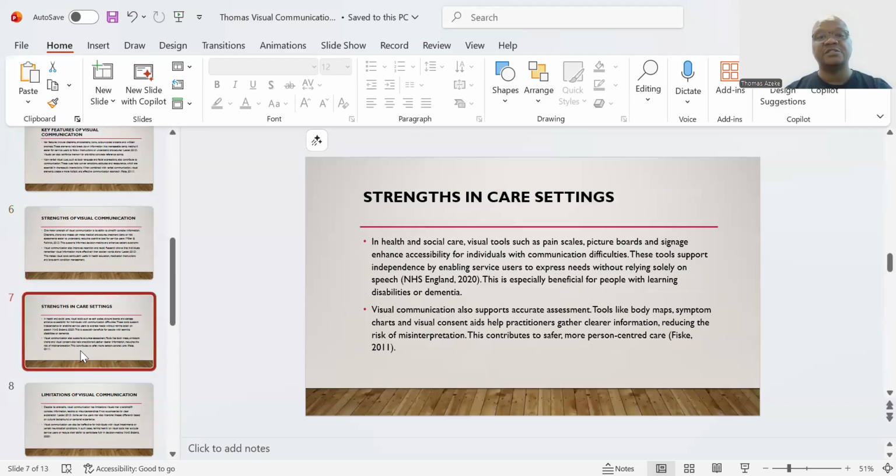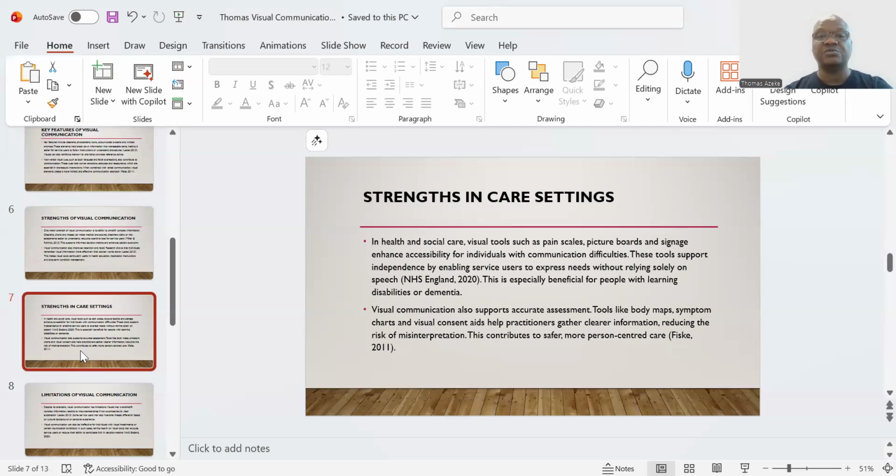Strengths in care settings. In healthcare settings, visual tools such as pain scales, picture boards, and signage enhance accessibility for individuals with communication difficulties. These tools support independence by enabling service users to express needs without relying solely on speech.